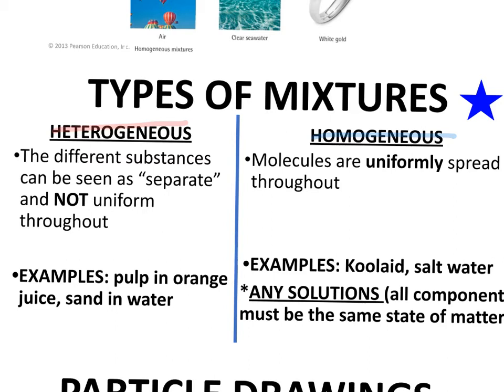So those are heterogeneous. Homogeneous is when my molecules are uniformly spread throughout. And what's important to note is that these are like Kool-Aid, salt water. It's considered any solution as long as they're the same state of matter. Or I can have where something dissolves, then it looks like the same state of matter. That's when it would be considered homogeneous.